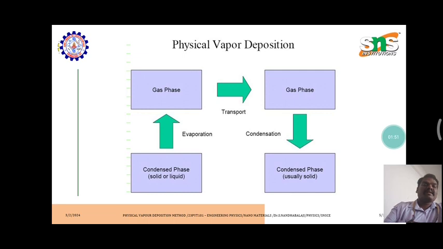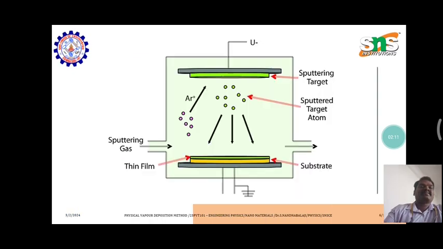First of all, in evaporation, the condensed phase material, solid or liquid, is fed into the machine. It is evaporated into a gas and transported through the gas phase, and then condensation forms the solid phase material. This is the schematic diagram of vacuum evaporation techniques.